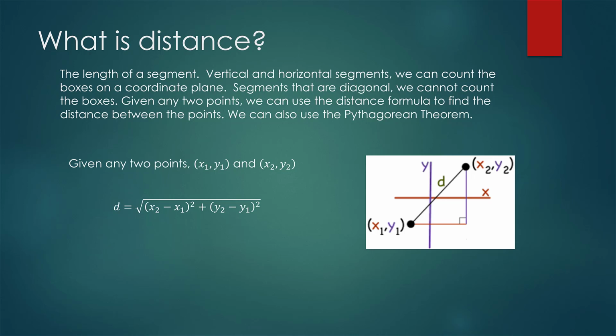For vertical and horizontal segments, or segments that go straight up and down or straight across on the grid lines, we can simply count the boxes on a coordinate plane. But segments that are diagonal, we cannot count the boxes. So given any 2 points, we can use the distance formula to find the distance between these points.